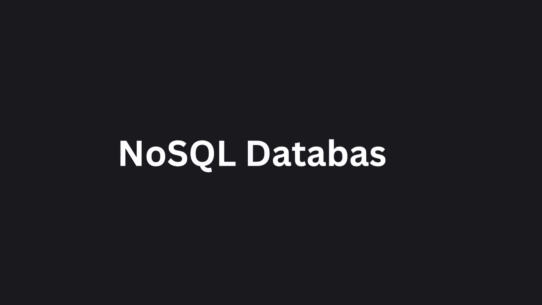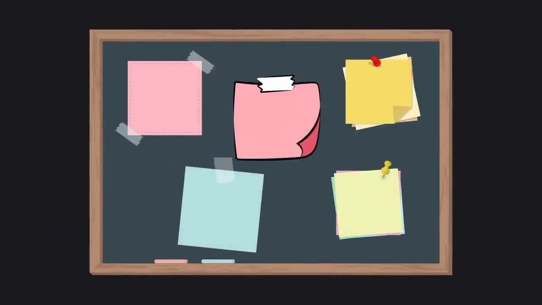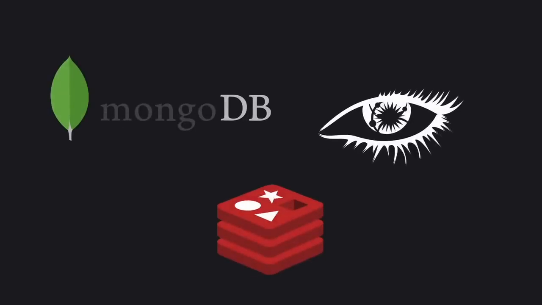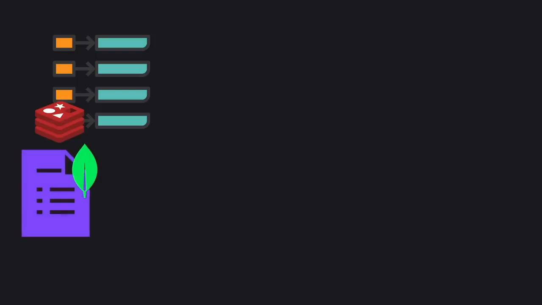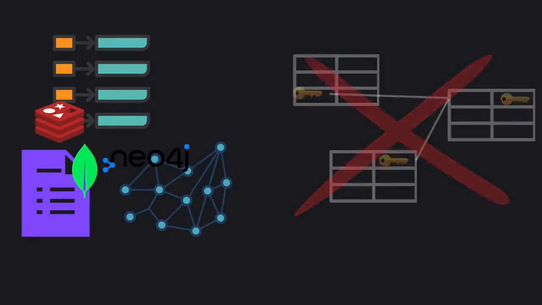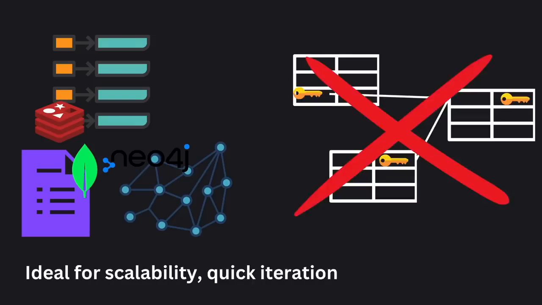We also have NoSQL databases, which drop the consistency property from the ACID. Imagine a NoSQL database as a brainstorming board with sticky notes. You can add or remove notes in any shape or form. It's flexible. Some popular examples are MongoDB, Cassandra, and Redis. There are different types of NoSQL databases, such as key-value pairs like Redis, document-based databases like MongoDB, or graph-based databases like Neo4j. NoSQL databases are schemaless, meaning they don't have foreign keys between tables which link the data together. They are good for unstructured data, ideal for scalability, quick iteration, and simple queries.